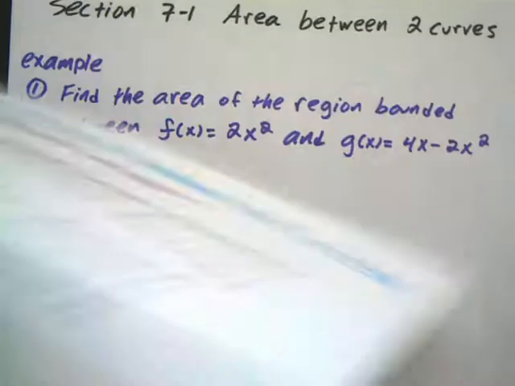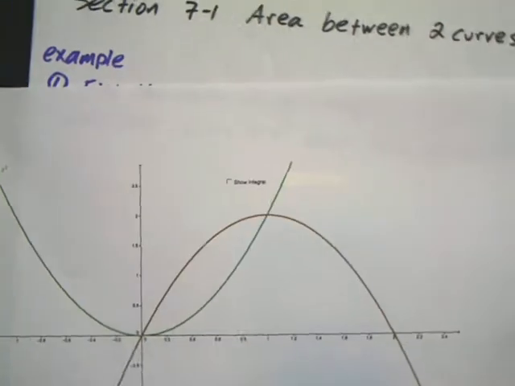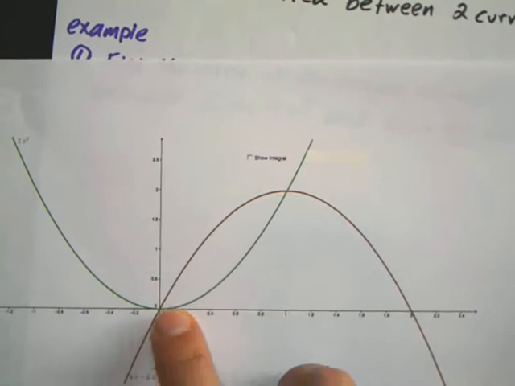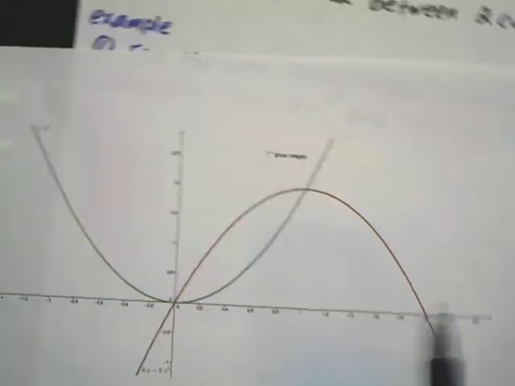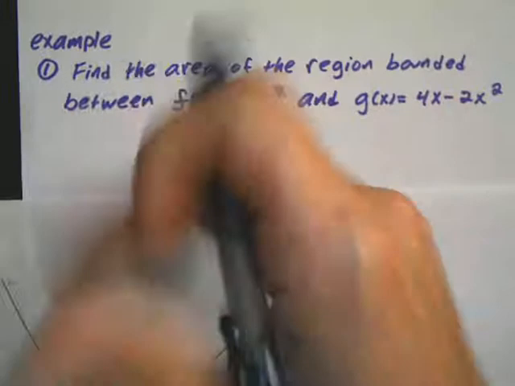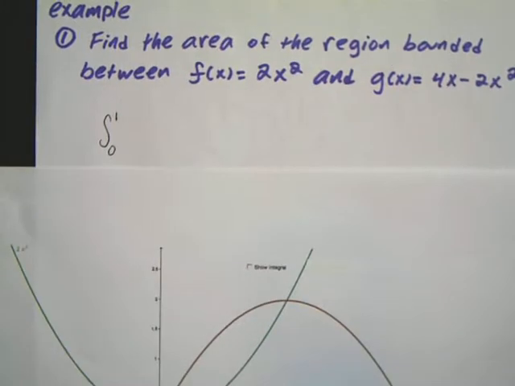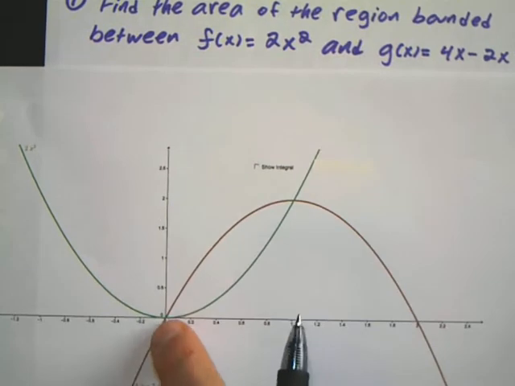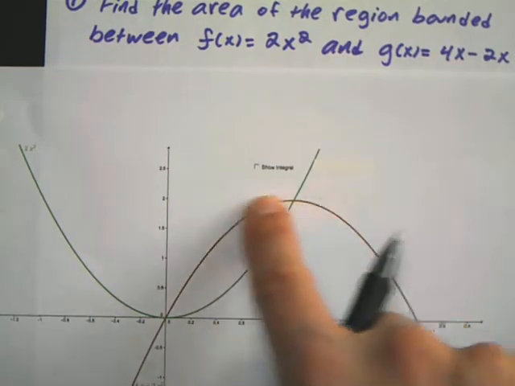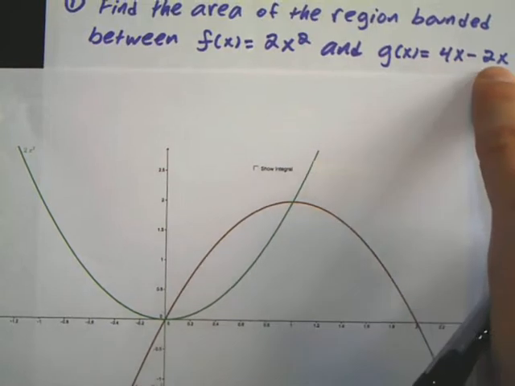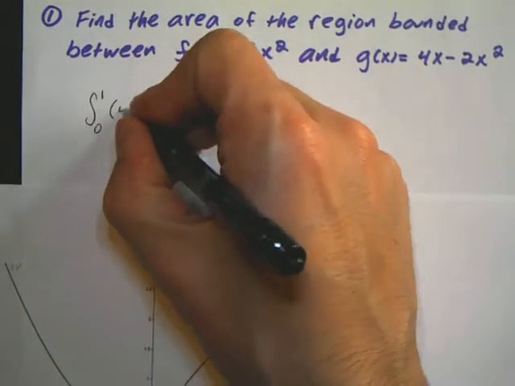Okay, so back to this problem. Alright, so this region starts at 0 and it ends at 1. So my integral is going to be from 0 to 1. The top curve is going to be the upside down parabola. So that's going to be 4x minus 2x squared. So it's going to be the integral of 4x minus 2x squared.